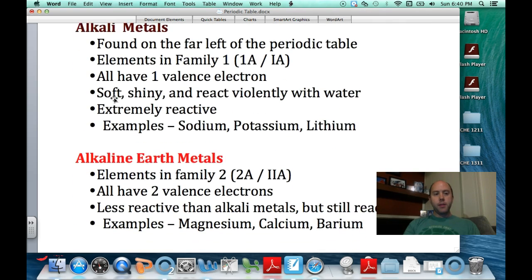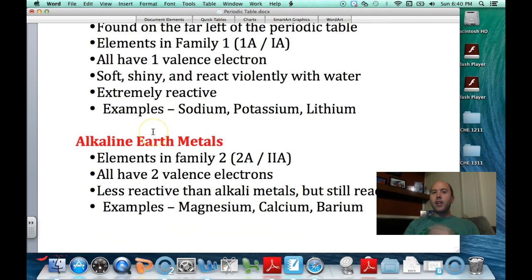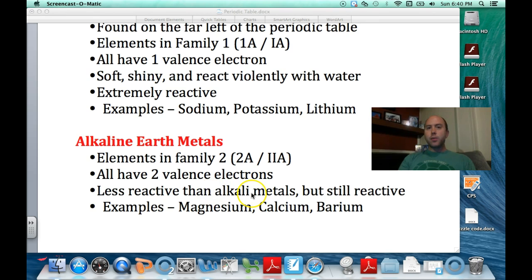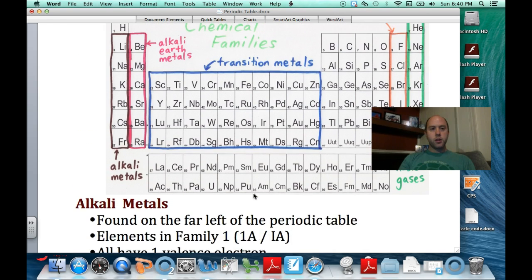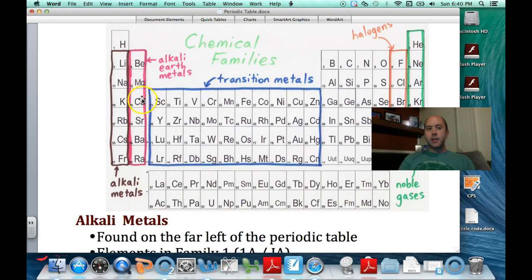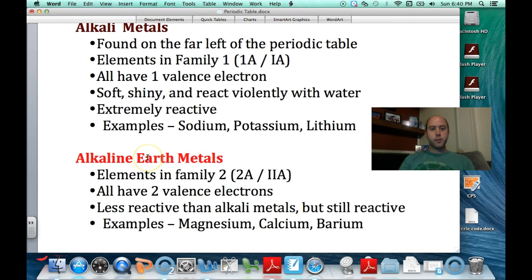Right next to them, in family 2, are the alkaline earth metals. And because they're in family 2, they have 2 valence electrons. They are less reactive than the alkali metals, but they're still pretty reactive. Again, this includes magnesium, calcium, which is in your bones, and barium. So I can show that here. So we have beryllium, magnesium, calcium, strontium, barium, radium. So again, family 1, alkali metals. Family 2, alkaline earth metals. This says alkali earth. I say alkaline earth metals.